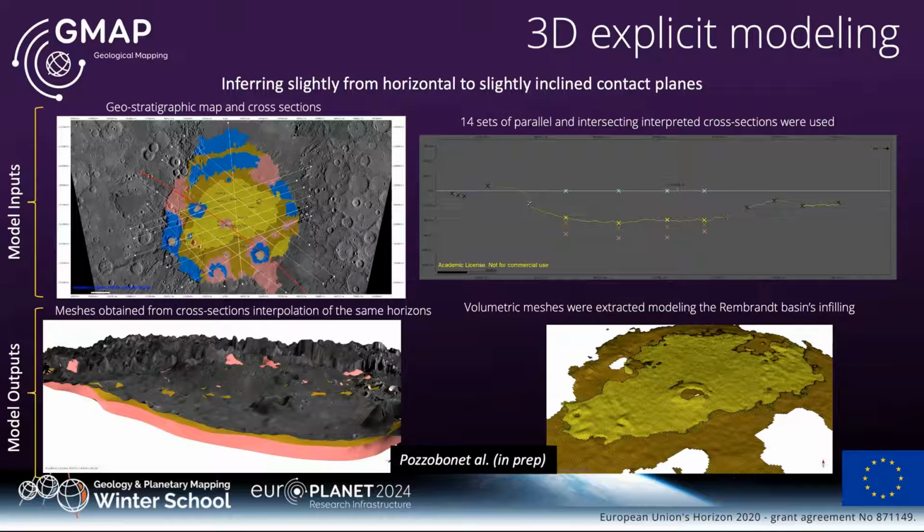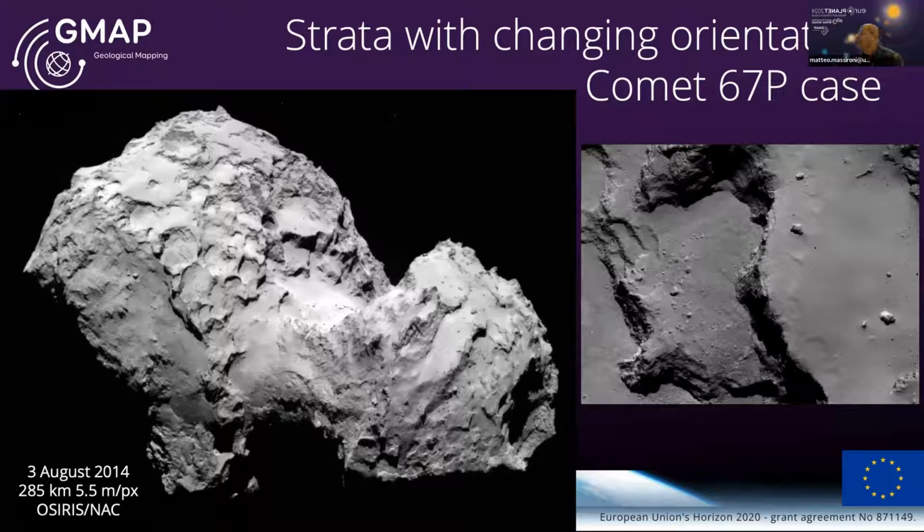This kind of 3D explicit modeling is actually the first for a basin ever in a planetary environment. What about the case in which the orientation of the stratification is variable? I think a beautiful example is Comet 67P. On Comet 67P, we have seen at the beginning that it is actually two lobes, as you see here, a big lobe here and a small lobe here, and we see different strata with different scarps, so scarps and strata.